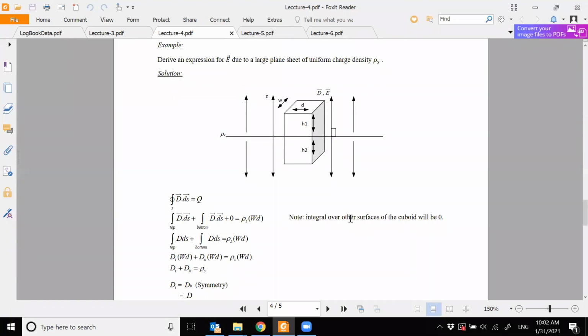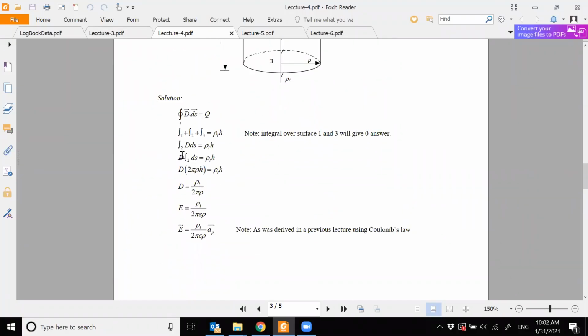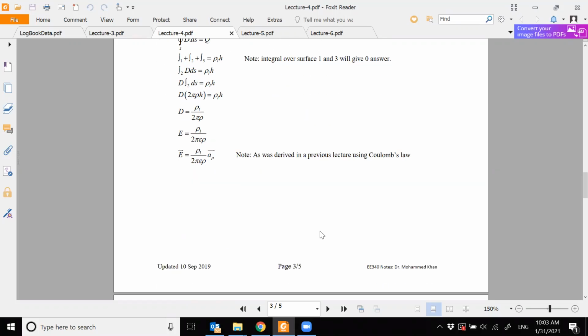So Gauss's law and Coulomb's law will become the same, because as I told you, you will not be able to take D outside, and you will not be able to replace this with 2 pi rho h. If you cannot do these things, then it is more or less the same as Coulomb's law. So this was our last class review.